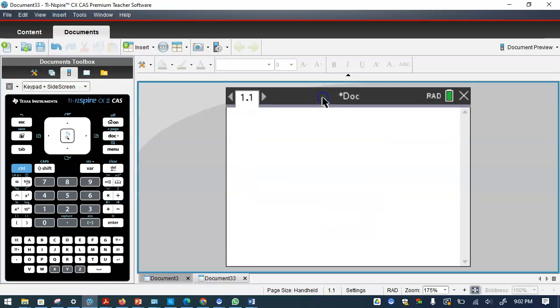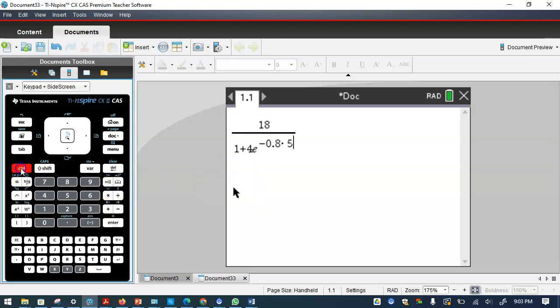Here it is, calculator. So there's a quotient. So click here, and then I take this, and then there is an 18 up in the numerator, and divide by 1 plus 4 e raised to the power, and then minus 0.8, and then multiply by 5. And then control enter.